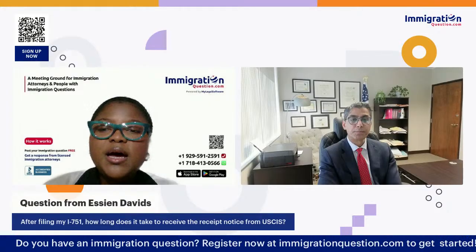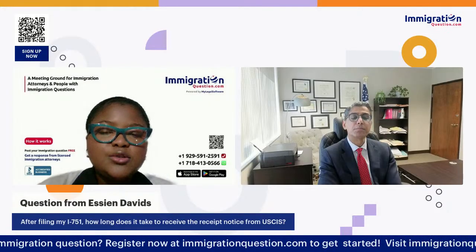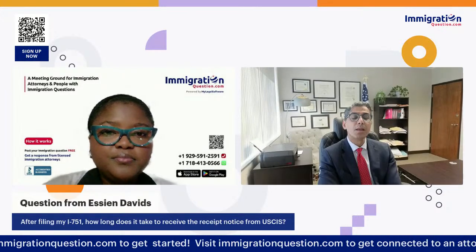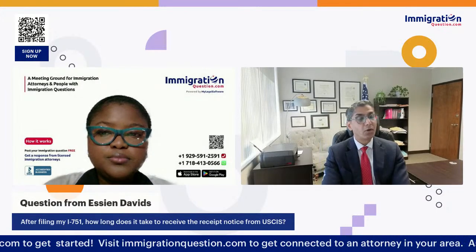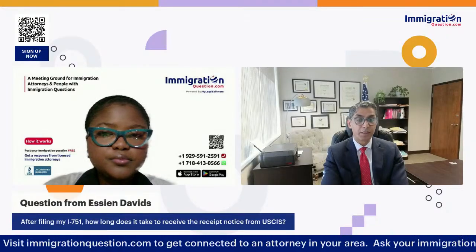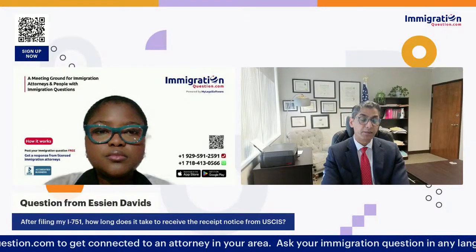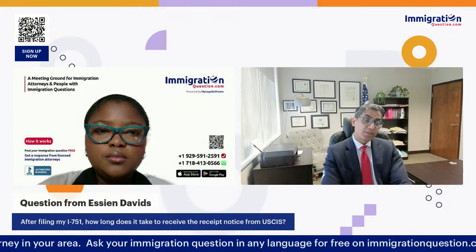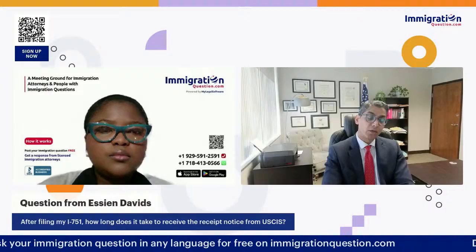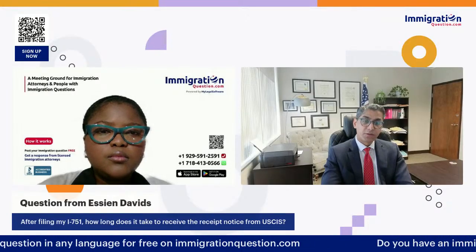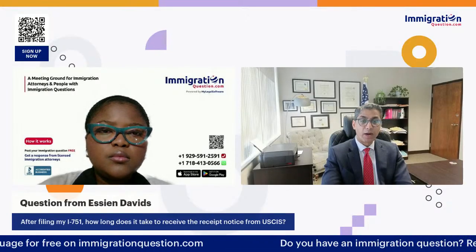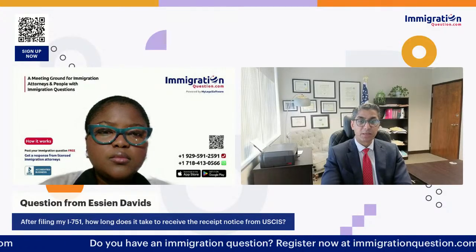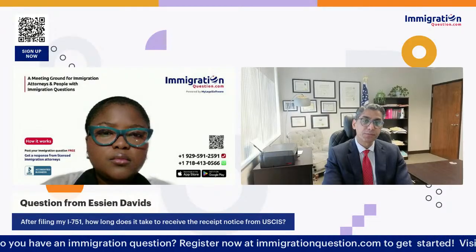After filing my I-751, how long does it take to receive the receipt notice from USCIS? Typically, the receipt notice comes in 2 to 3 weeks, but that's a general timeline. Sometimes it may take longer than that also. And USCIS has started sending these receipt notices on thick green paper. It's not a regular white paper. Normally, you will receive these receipt notices as a green USCIS notice, similar to approval notices.